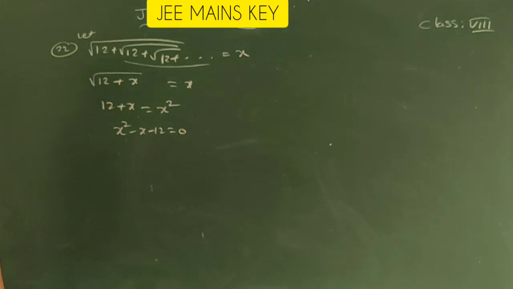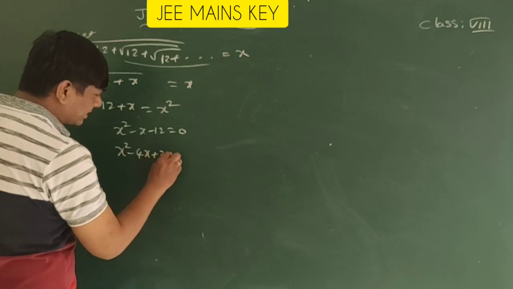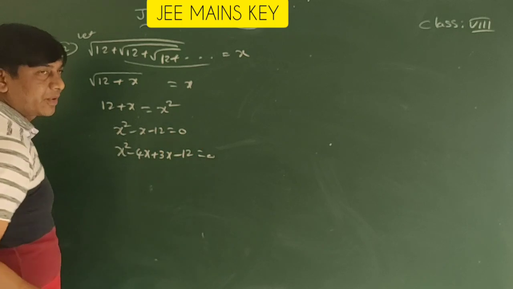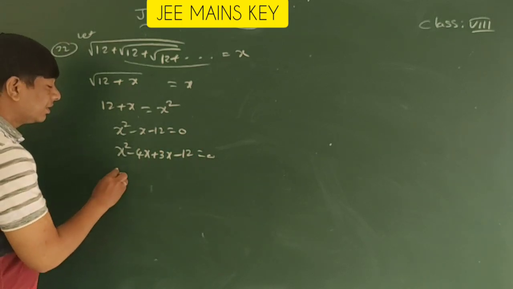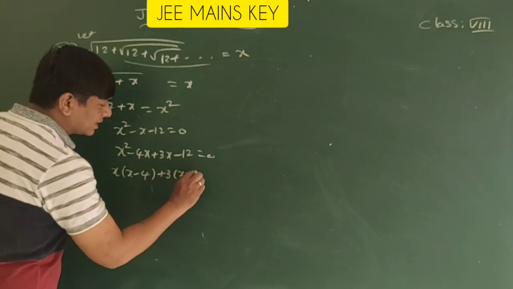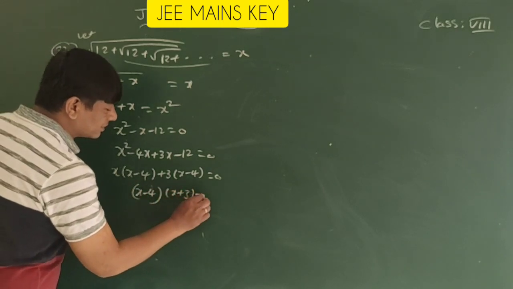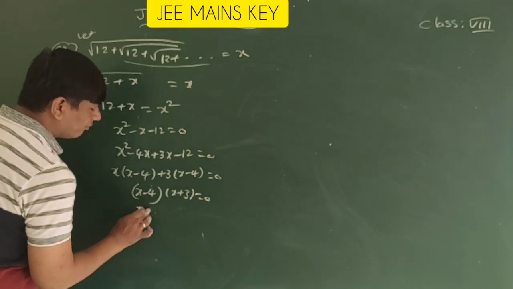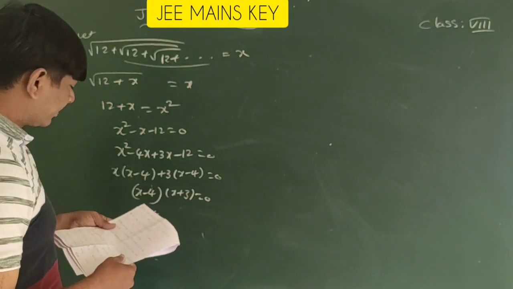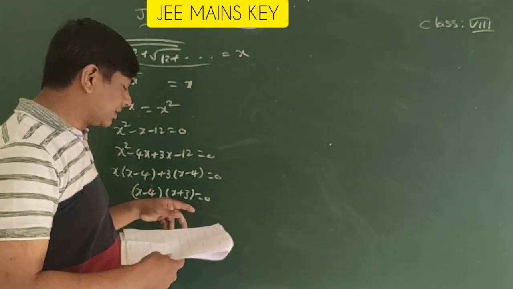Factorize this. 4 3s are 12. x square minus 4x plus 3x minus 12 is equal to 0. Minus 4 plus 3 is minus 1, and 4 3s are 12. Now take x common, x minus 4, and take 3 common, x minus 4 is equal to 0. So x minus 4 into x plus 3 is equal to 0. x is equal to 4 or x is equal to minus 3. We gave the option x is equal to 4 only. Positive 3 is not there in this one.